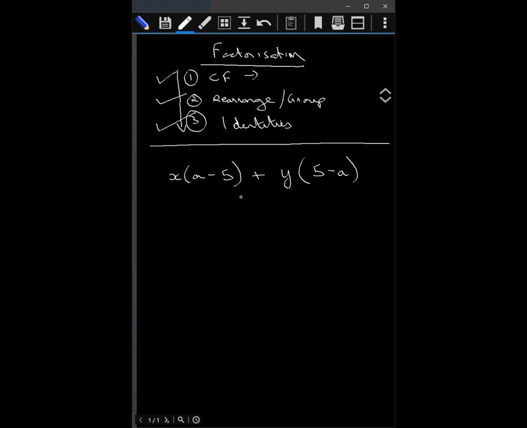Ananya, that is correct. Sir, is a minus 5 and 5 minus a the same? You tell me, is it the same?